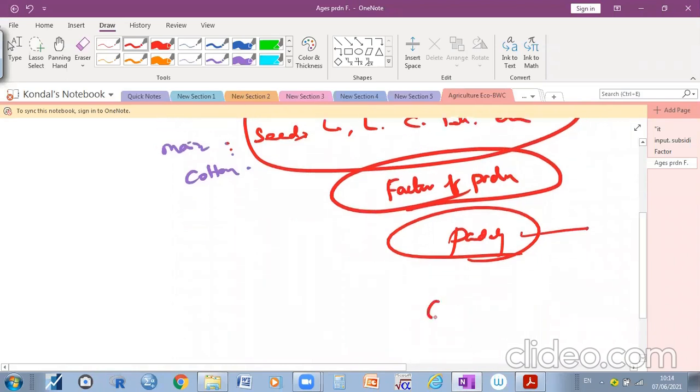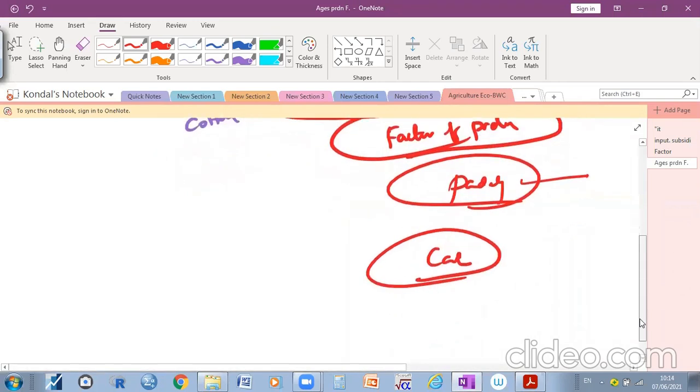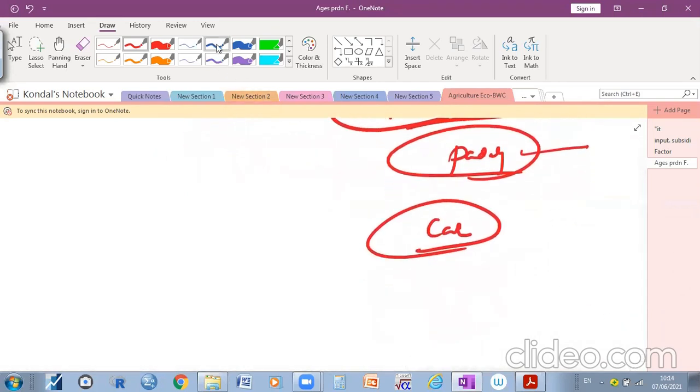For example, if you take a car, in order to produce a car, what are the inputs we need? Yes, please. Anybody? Soumya, Abhinaya, Supriya. In order to produce a car, what are the inputs we need?